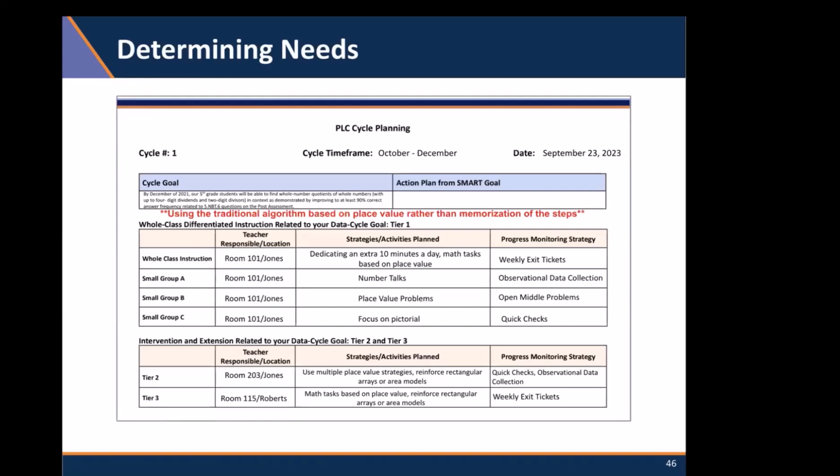At the bottom, we have intervention and extension related to your data cycle goal, tier 2 and tier 3. These two were focused on more of that intervention piece outside maybe of the classroom. Heather will go into a little bit. Tier 2, we can go into the classroom if we need, but maybe in whatever model you have for MTSS, we can pull them. What are we going to do? Who's responsible? And again, how we're going to progress monitor those students.